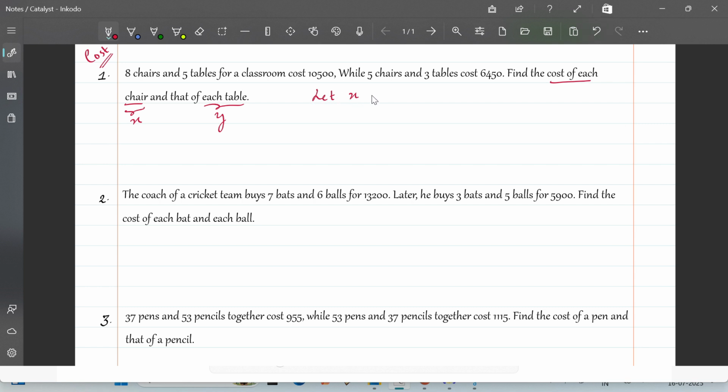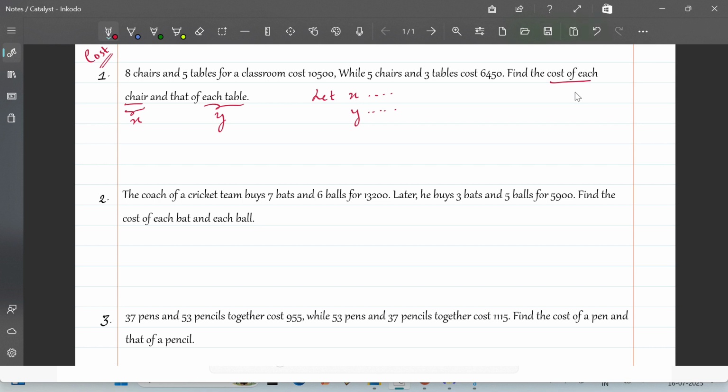Let x be the cost of one chair. Let y be the cost of one table. I'm not writing it over here completely, I've marked it here. Understood? So read the question, see what they have given, and assume that only as your variable. That's the simplest way of understanding. Cost of each chair over here is x. Cost of each table over here is y.